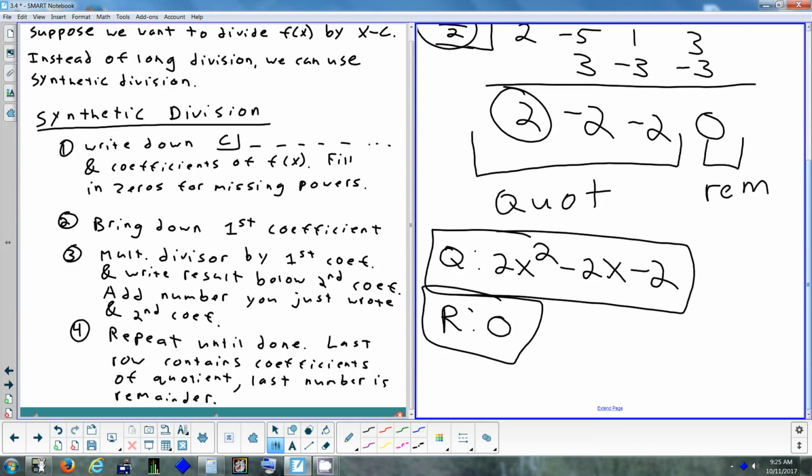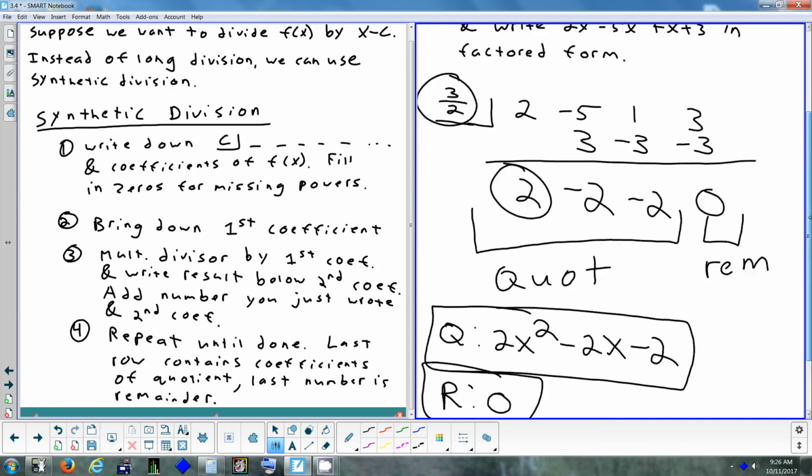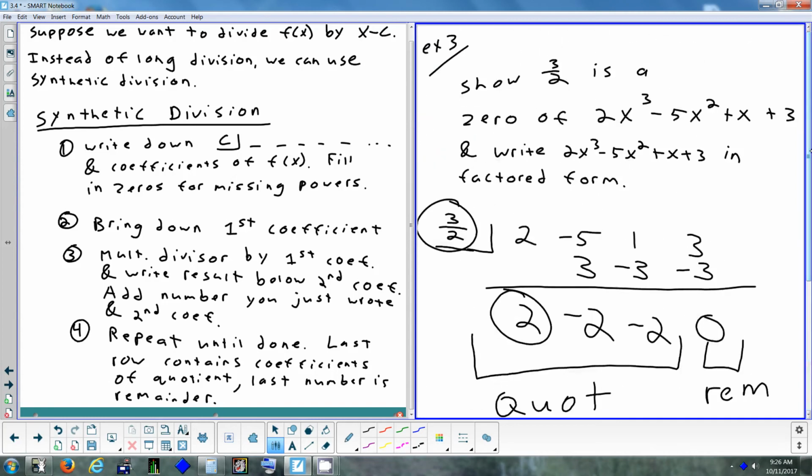If I got a 0 for the remainder, what does that mean about x minus 3/2? It is a factor. And what does that specifically mean about the number 3/2? 3/2 is a 0. Exactly. Perfect. So the directions said show that 3/2 is a 0. Did that. And now write the original problem in factored form.